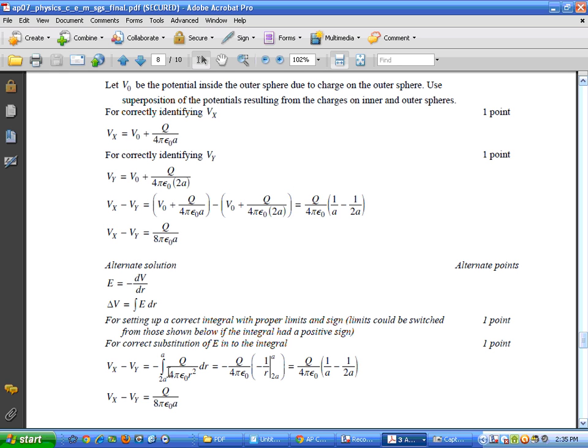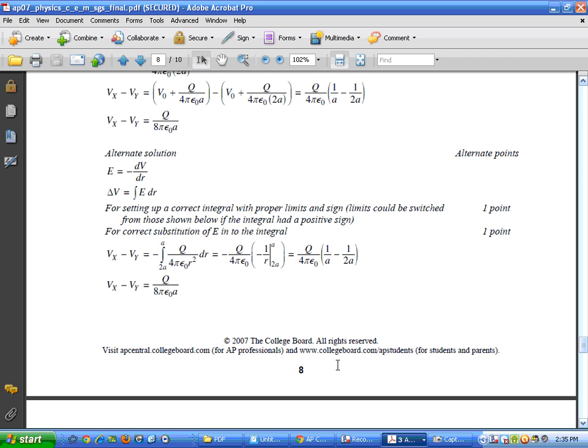So the voltage difference between X and Y was this integral of this electric field, and we went from A to 2A. For setting up a correct integral with proper limits and signs, the limits could be switched if the integral had a positive sign. That's one of the reasons that I said just go ahead and do the absolute value, and then we explained why 1 point was at the higher voltage. So they have this positive voltage difference. We show that the voltage difference had to be positive. So this part right here would have been enough. You could have left it right at this step. But again, that was worth 2 points.